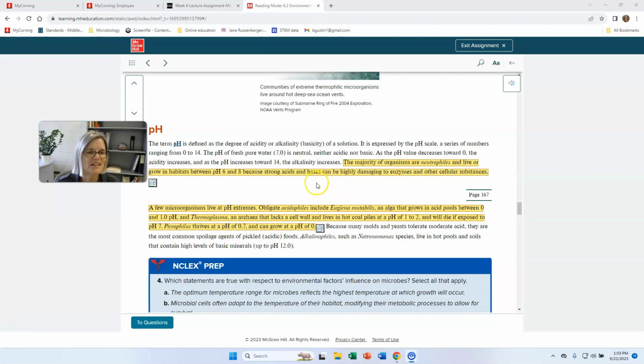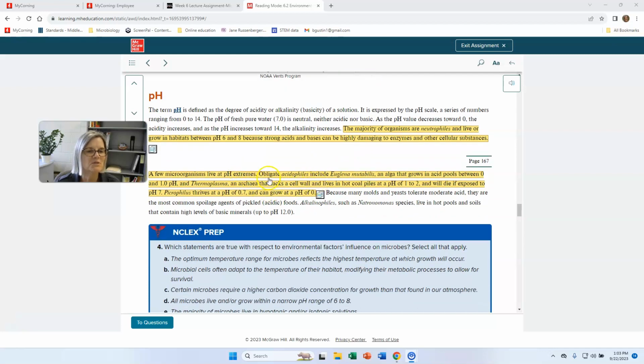The ones that are kind of the exception are these organisms we call obligate acidophiles. And these are organisms that have evolved in acidic environments, and their metabolism and protein structure is adapted to these acidic environments. And so here's a couple examples. Euglena, which is an alga, grows in acid pools between 0 and 1 pH. That's really low.